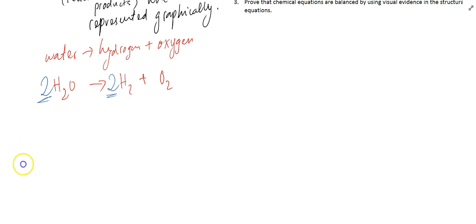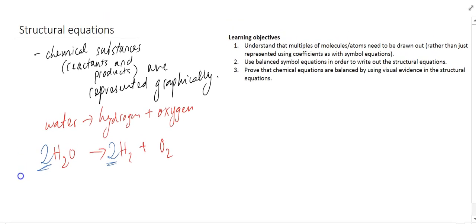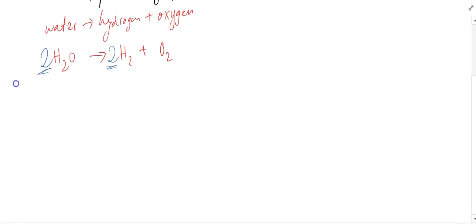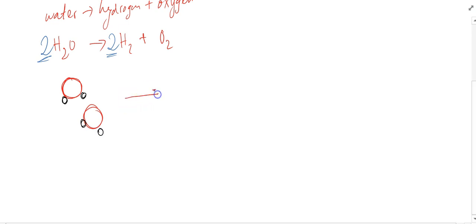Now, with writing structural equations, it's always best to start off with the symbol equation. You want to establish the symbol equation, and that way you can draw out the right number of each of the chemical substances involved. With this reaction, we have two water molecules. So we're going to draw out two water molecules, okay? We know that we need two water molecules in order for this reaction to be balanced.